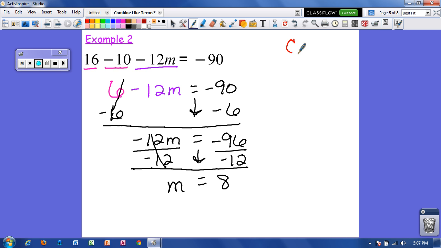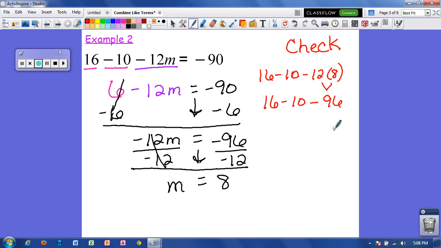Now I have to check. So if m equals a positive 8, if I plug in 8 for the letter m, we should get negative 90. So that's 16 minus 10 minus 12 times 8. So that's 16 minus 10 minus, and 12 times 8 is 96. Well, 16 minus 10 is 6, and 6 minus 96 equals a negative 90. So that checks out.